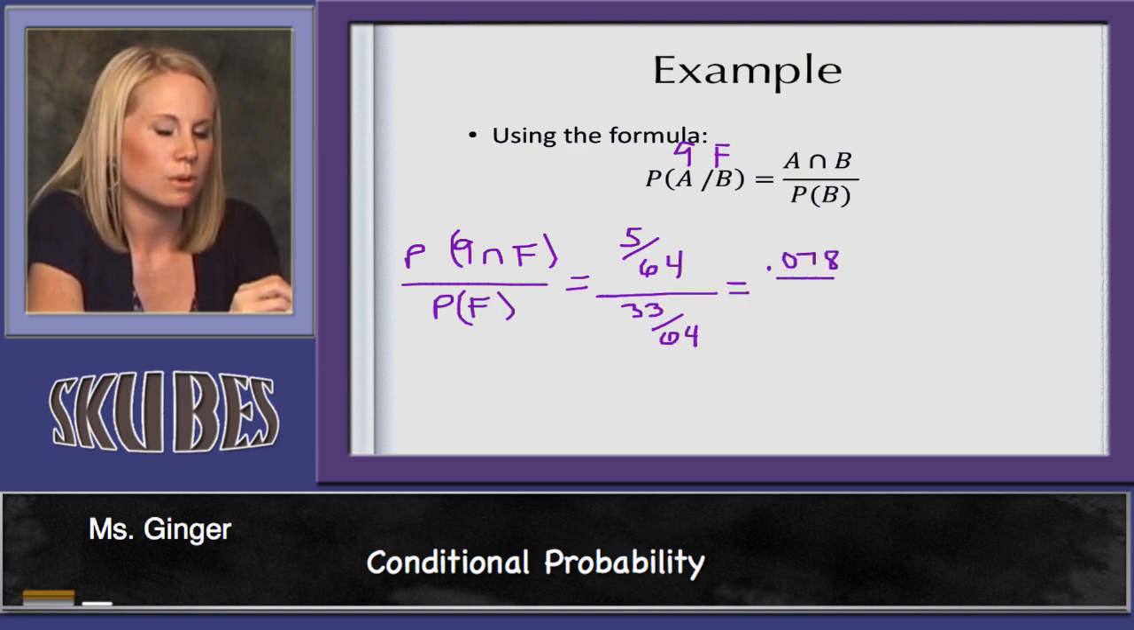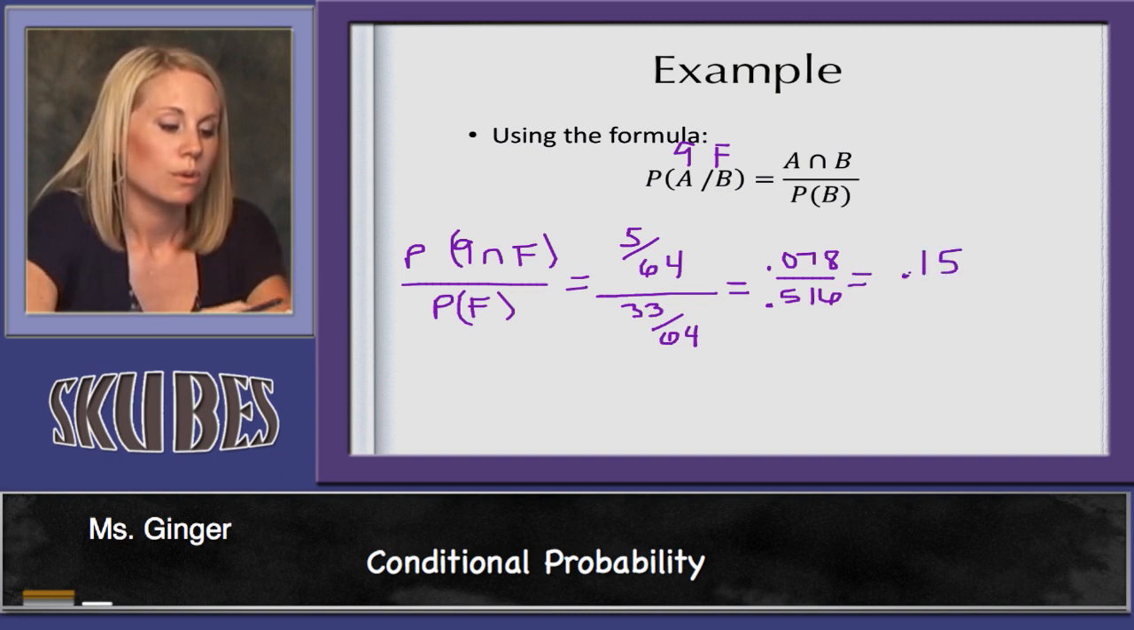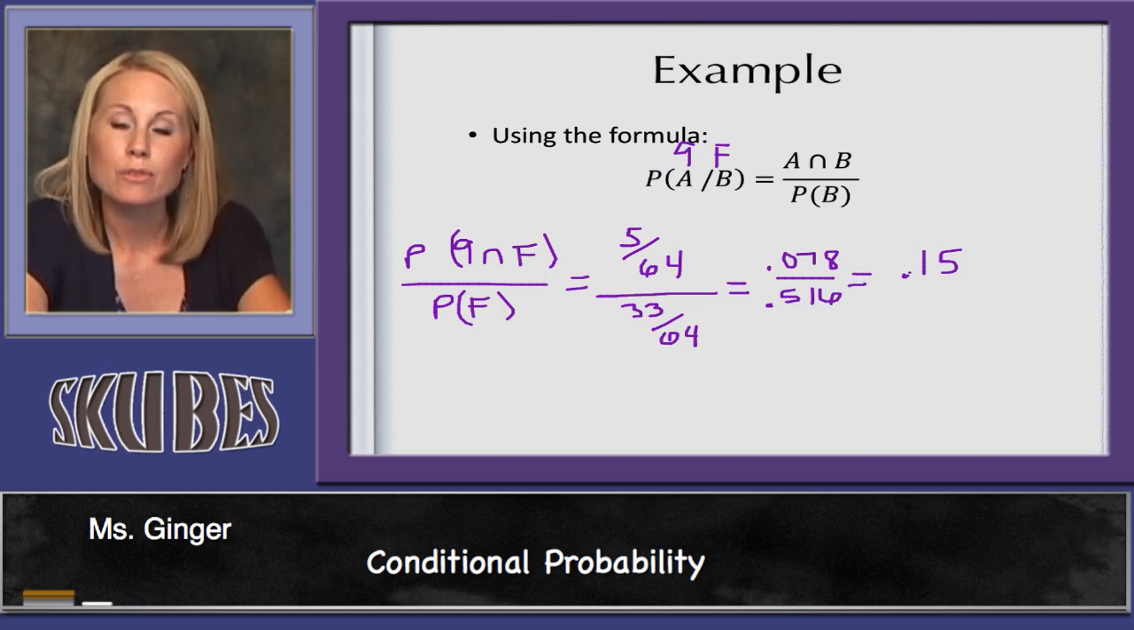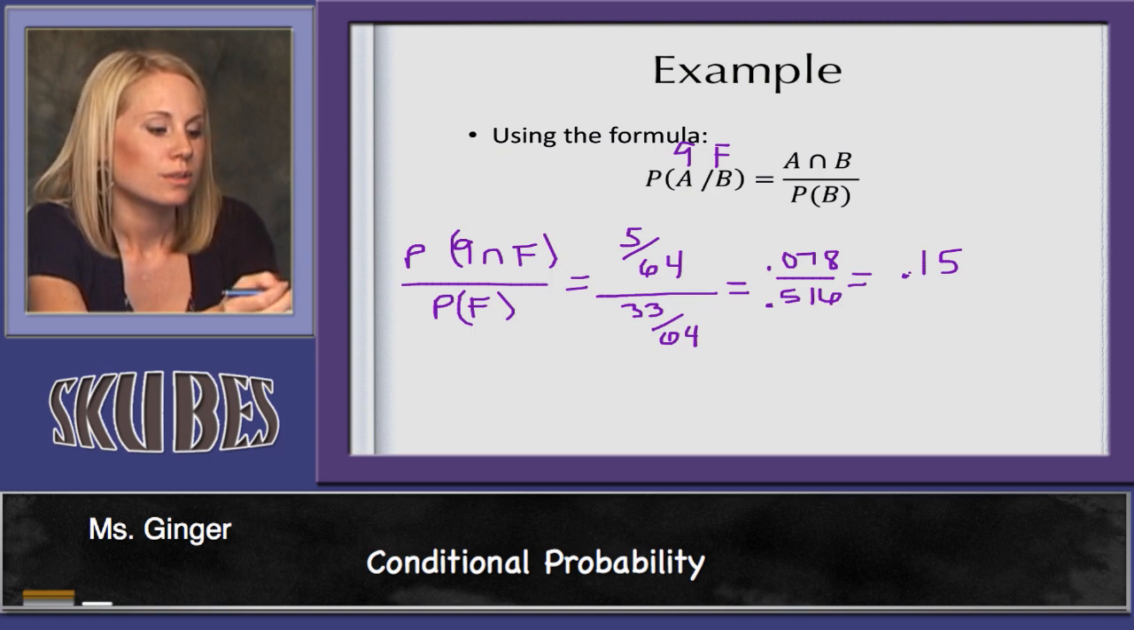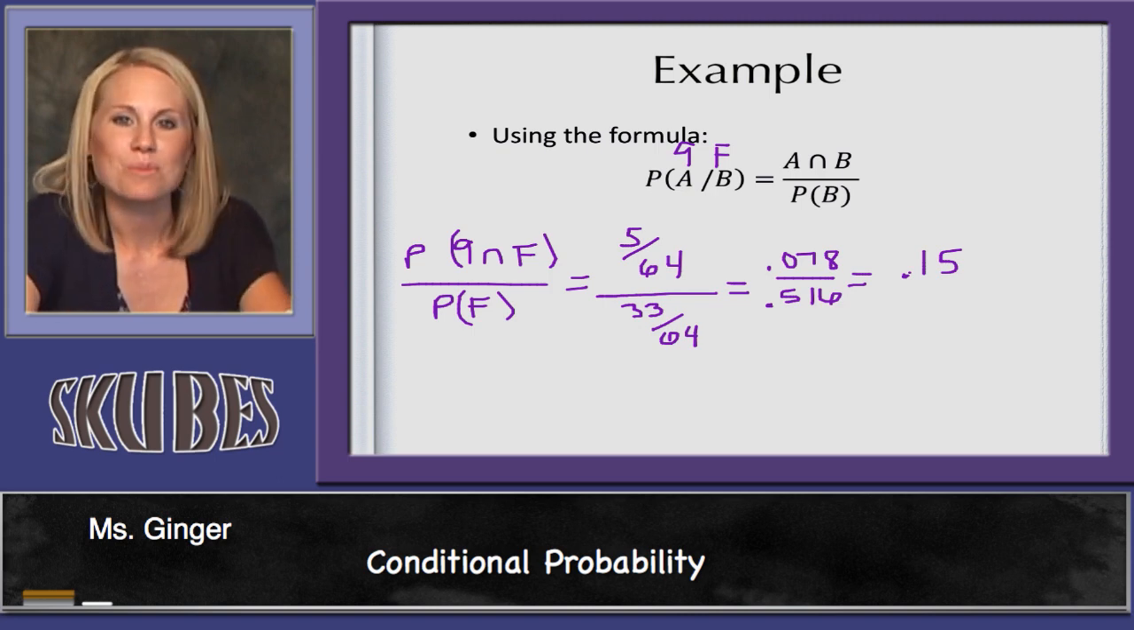So we've got roughly 0.078 for that one divided by 0.516. And if you divide that out, luckily, we're going to come out with the same value that we had before. So that shows you that it works using the formula or the table. So this concludes our lesson on conditional probability.